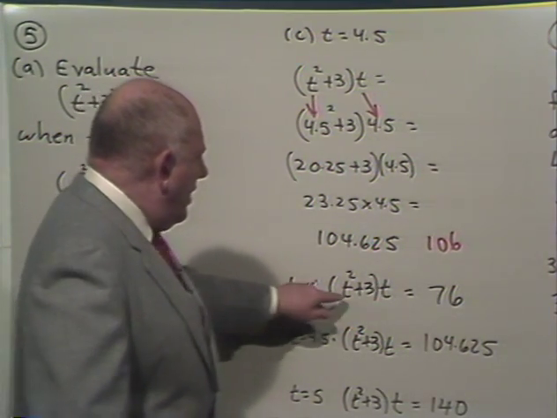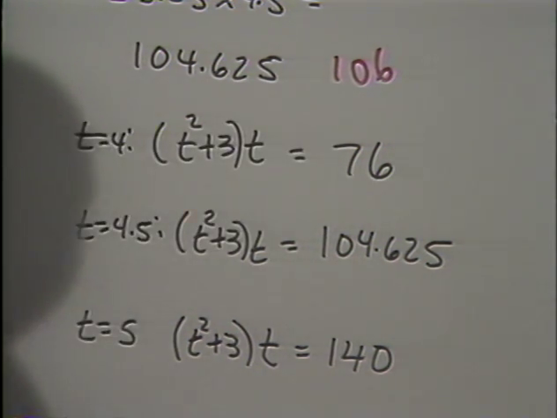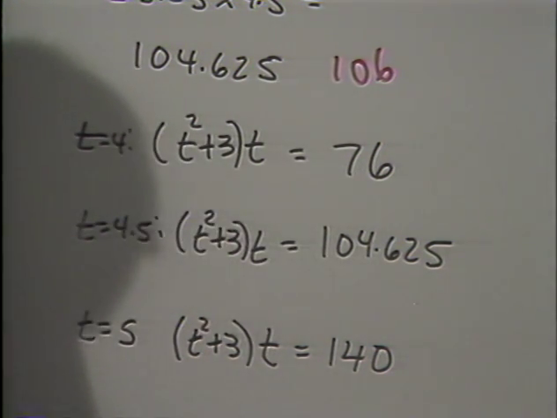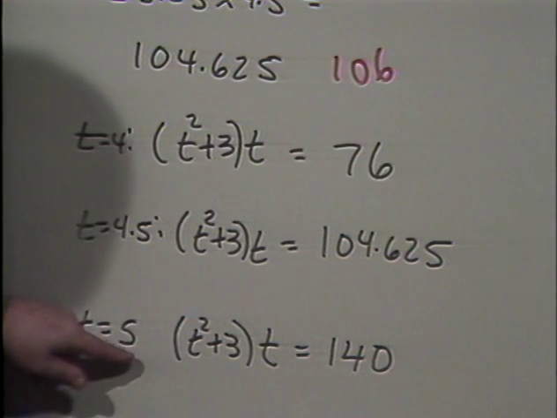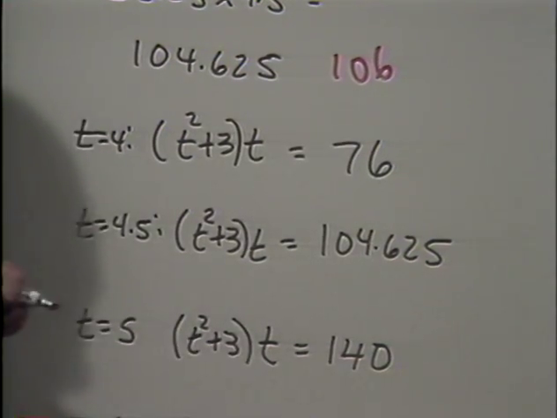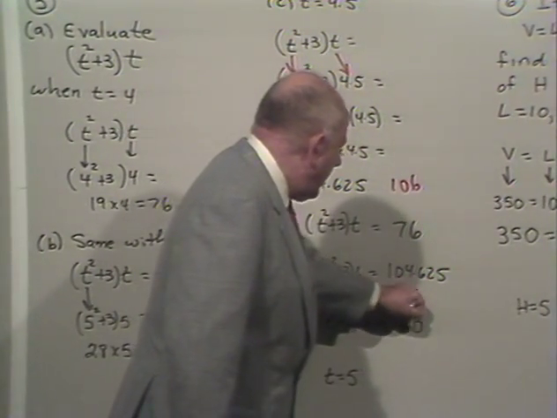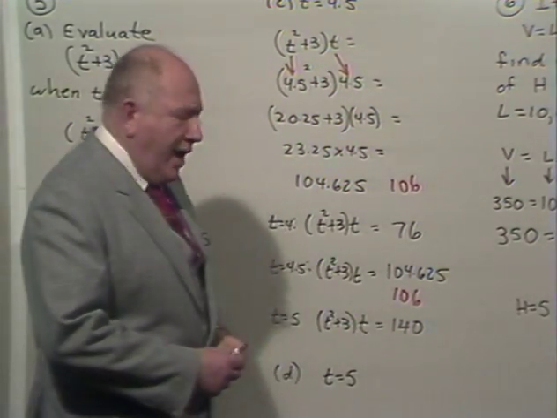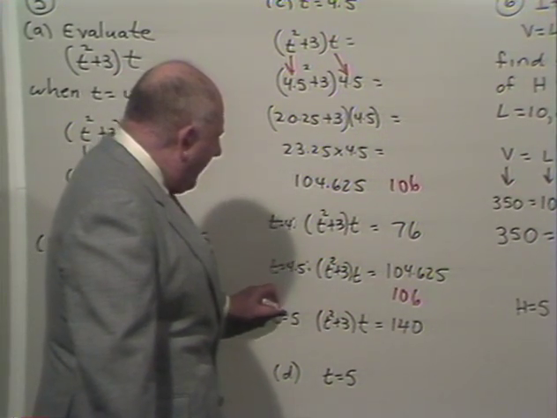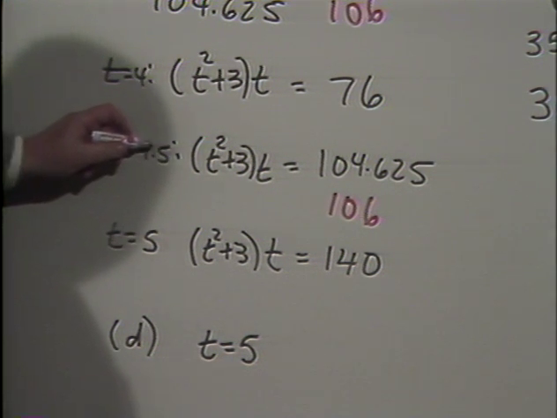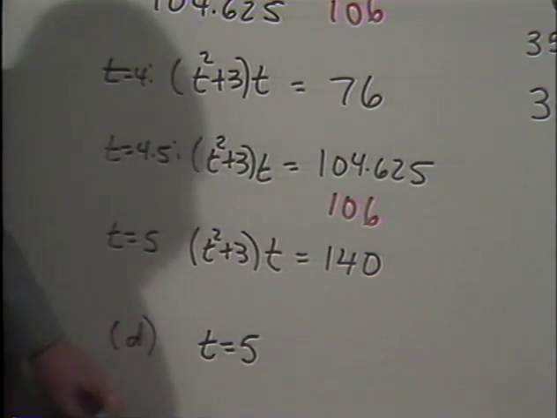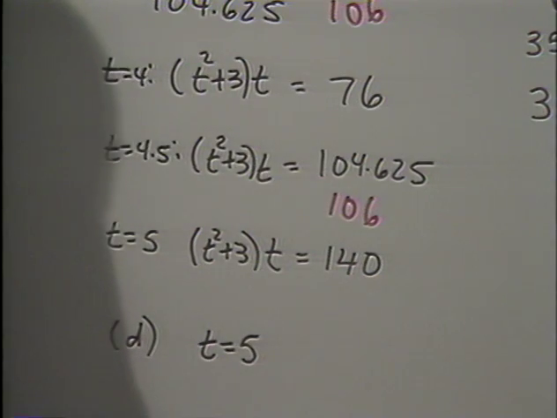In other words, let me summarize what's happened. When I tried 4, t squared plus 3 times t came out to be 76. When I tried 4.5, it came out to be 104.625. When I tried 5, it came out to be 140. What did I want to get? I wanted to get 106. 106 fits between 104 and 140. Therefore, the value of t that I'm looking for must fit between 4.5 and 5. But if a number fits between 4.5 and 5, it's closer to 5 than it is to 4. Therefore, the answer to part D is t equals 5.